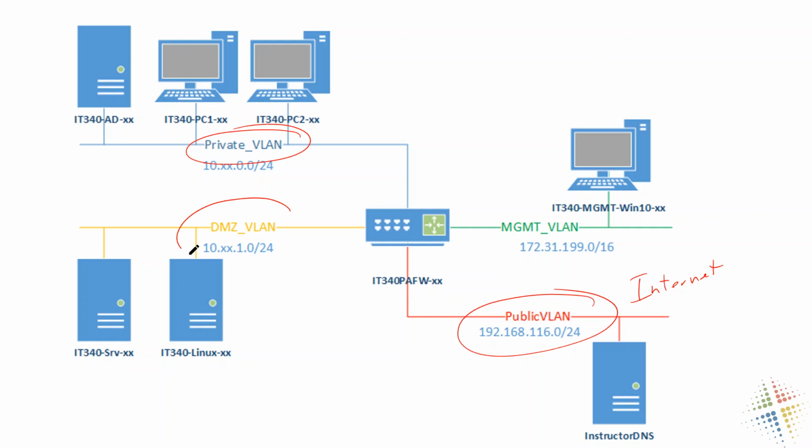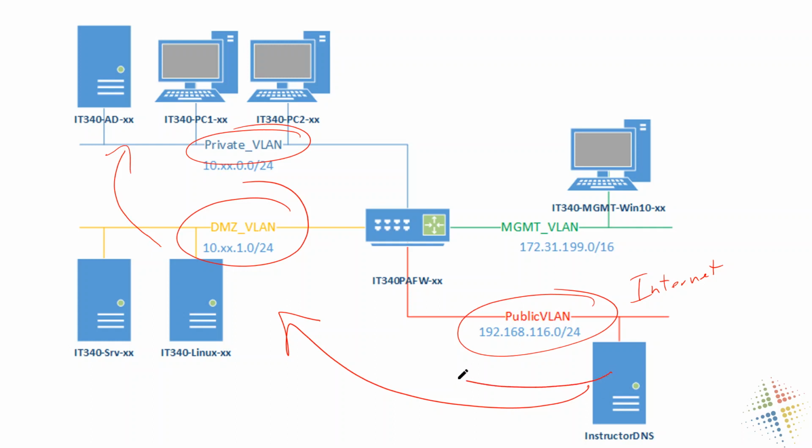And then we have what's called a DMZ, or a demilitarized zone VLAN, right here. The goal of a DMZ is that it's halfway between your private network and your public network, so that people from the public can access the DMZ, and the people on the DMZ can access private if necessary. However, public cannot go all the way into the private.